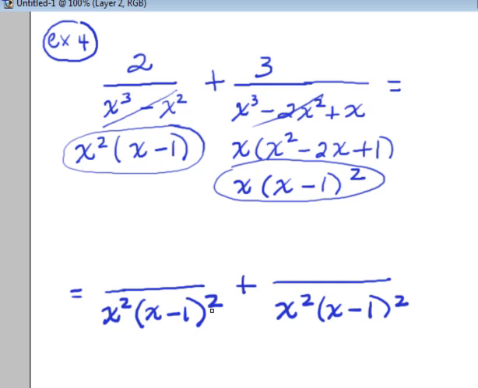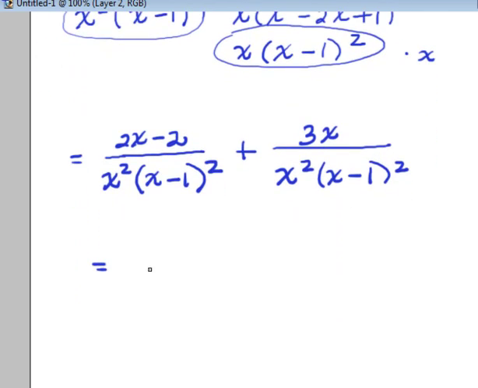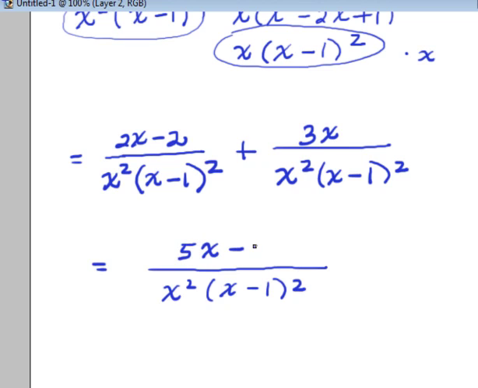All right, here we're missing a factor of x minus 1, so top and bottom get multiplied by x minus 1. So we have 2x minus 2 in this numerator. Here we're missing a factor of x, so just multiply top and bottom by x. And we have a 3x in this numerator. And now we're ready to add. Copy over that denominator. And for the numerator, 3x plus 2x is 5x, 5x minus 2.